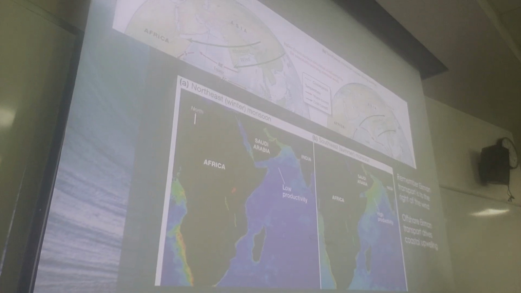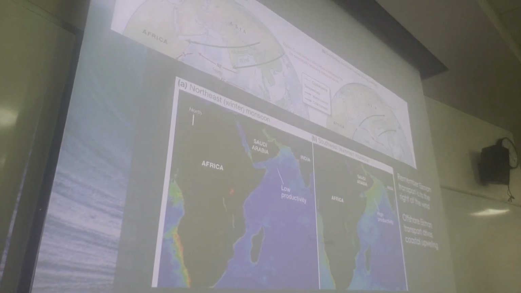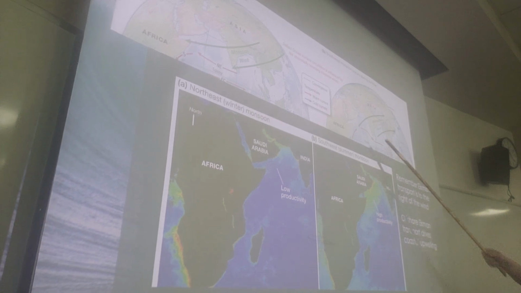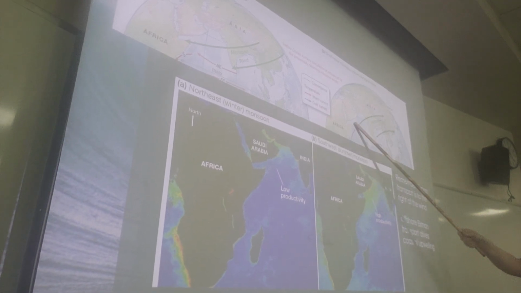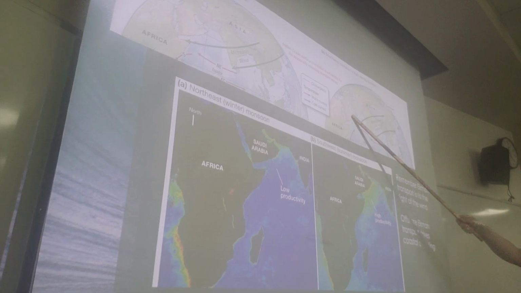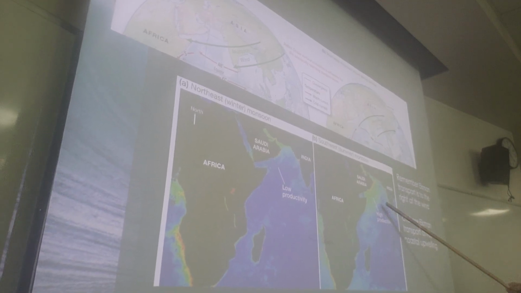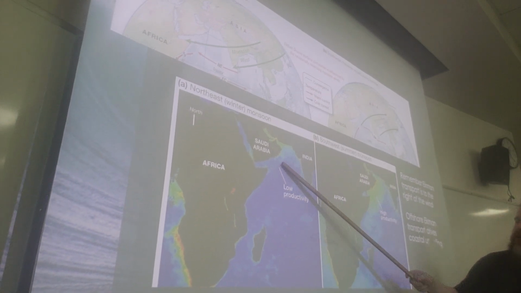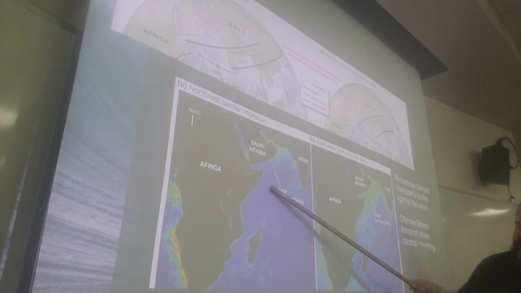The monsoon winds also affect productivity because of Ekman transport. So if we look at the summertime, rainy season, this sense of wind is going to make Ekman transport to the right, which is going to push water offshore. So we get Ekman upwelling here and lots of productivity. When the winds reverse direction, the Ekman transport goes onshore, we get Ekman downwelling, and we have very little productivity there.